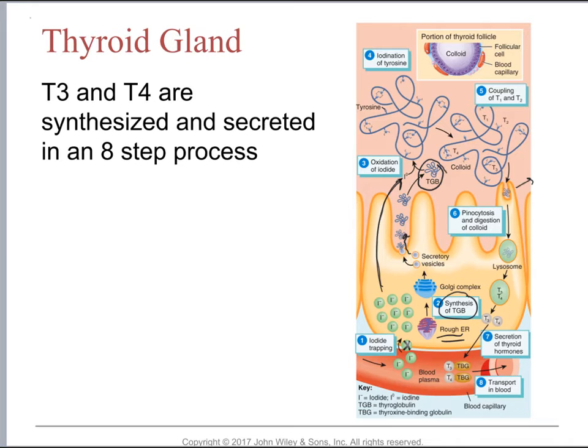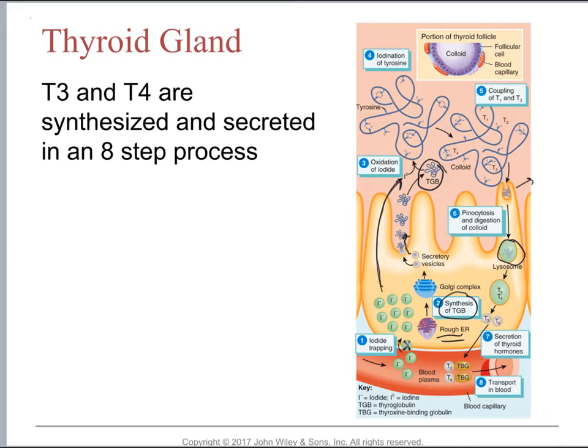Now here comes one of our cellular organelles. Our lysosome is going to attach to that portion of colloid that has been drunk, and it's going to break it apart into T3 and T4. Now that T3 and T4 is going to be secreted into the blood.